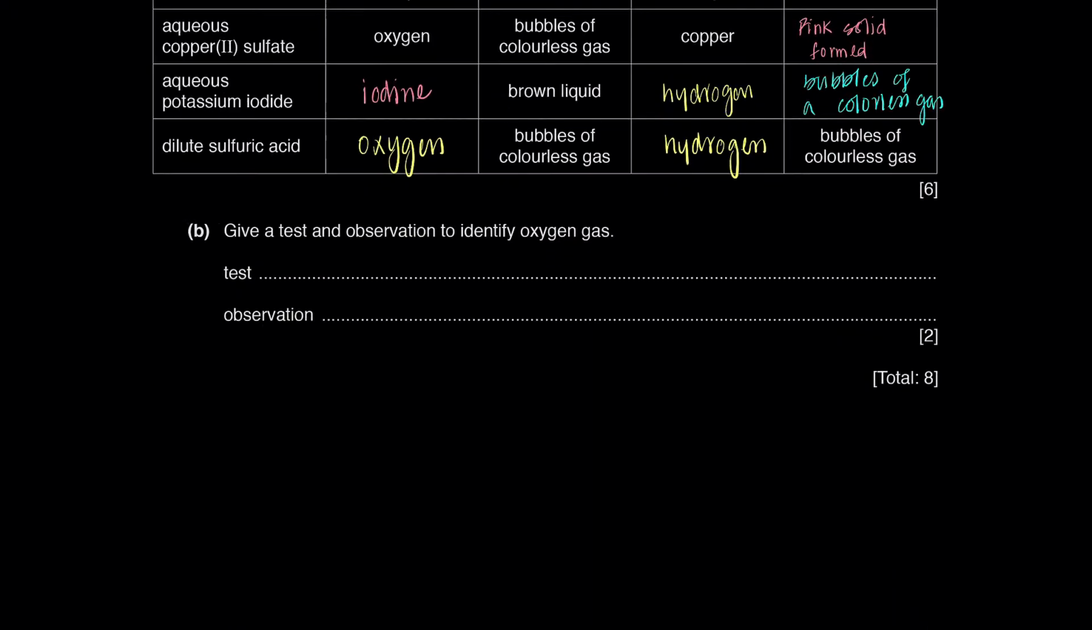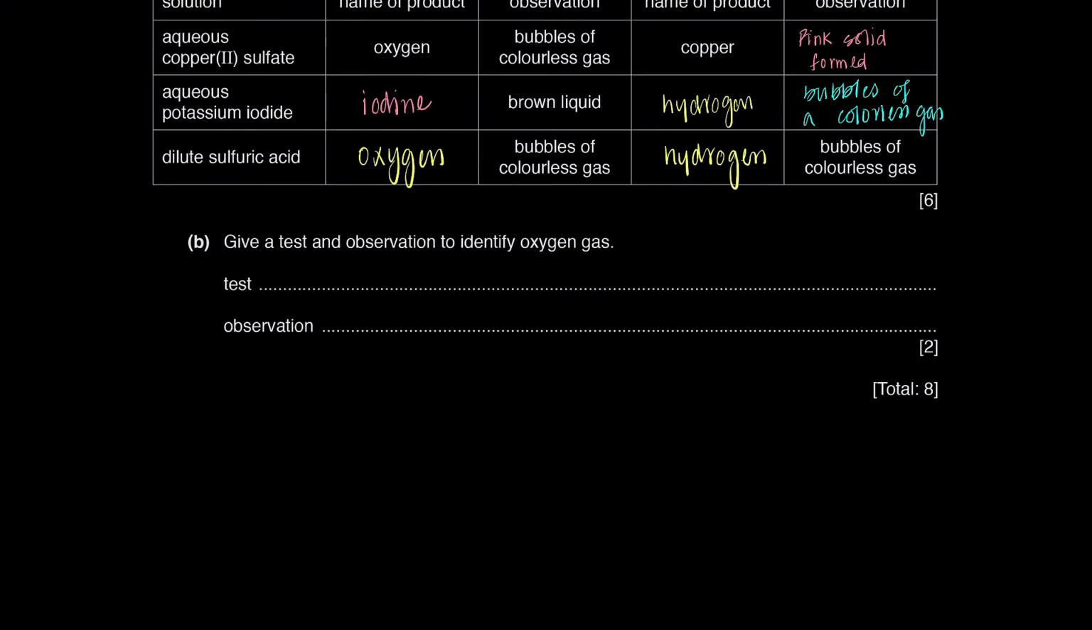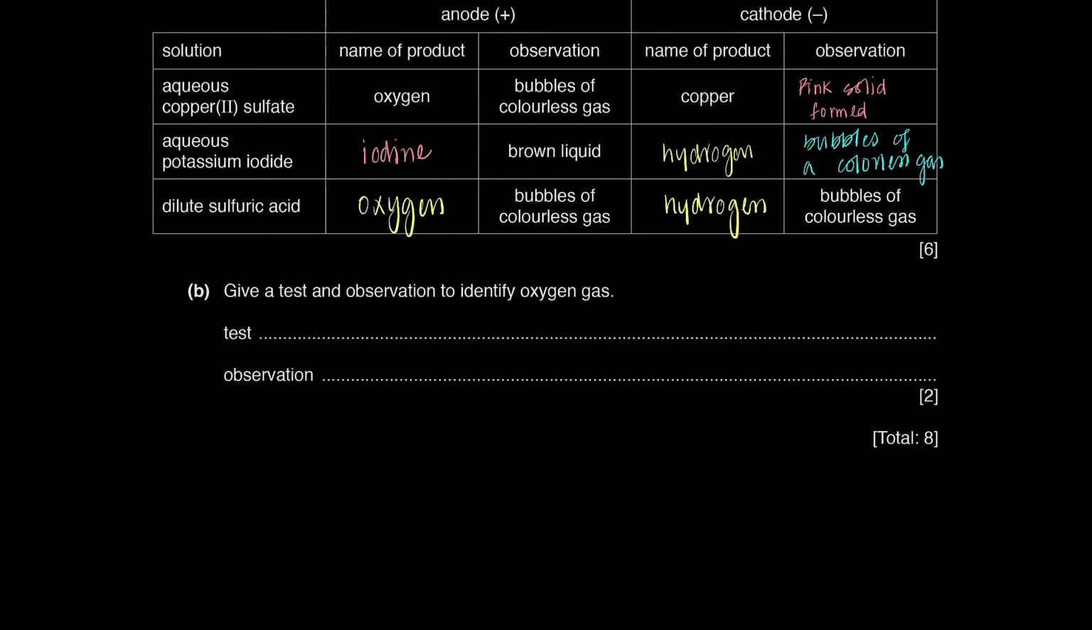Give a test and observation to identify oxygen gas. What is the test? Bring a glowing splint. Do you guys know what a splint is? Relights a glowing splint. Yep. Miral says, yep.